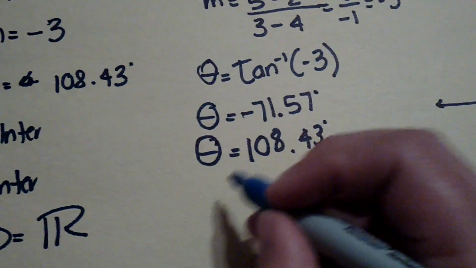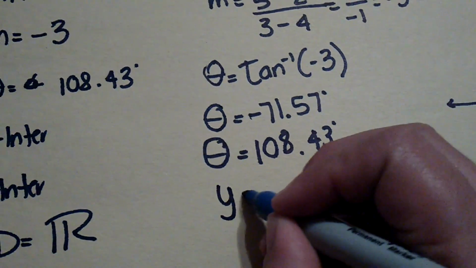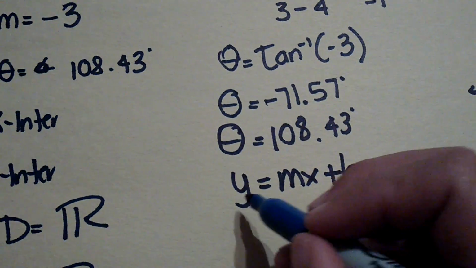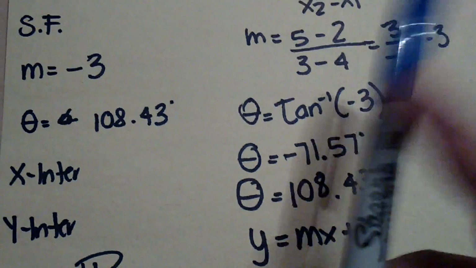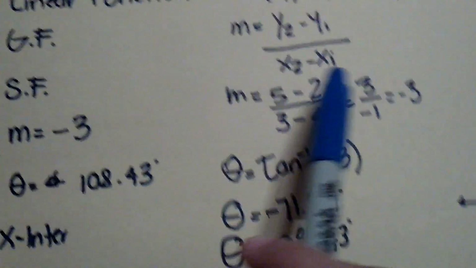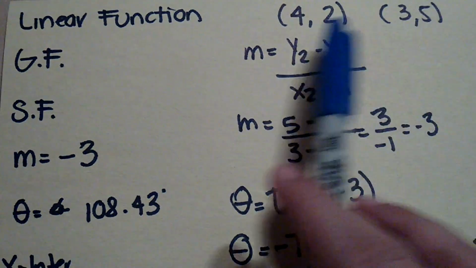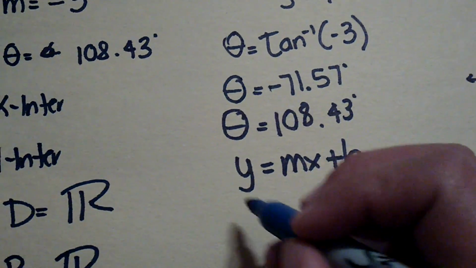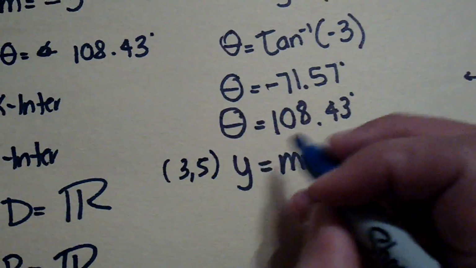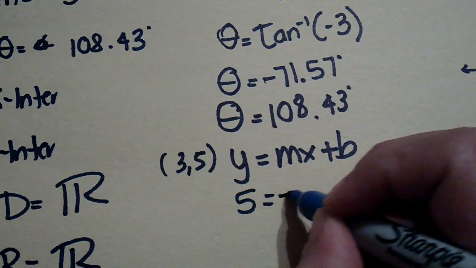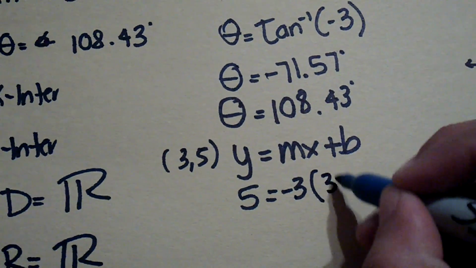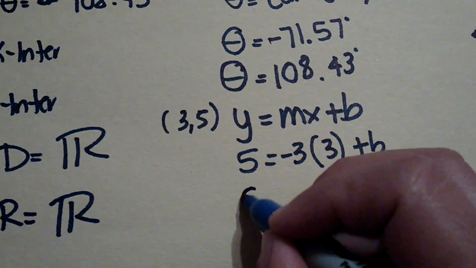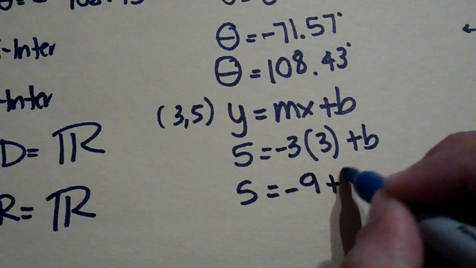What you need to remember after getting the slope is to substitute into your formula, y equals mx plus b. We have y, we have m, and we have x. M equals minus 3, we found it. And x and y are going to be one of these 2 points. You can work with 4, 2 or 3, 5. So I'm going to choose 3, 5. So my y is 5, my m is minus 3, and my x is 3, plus b, this is the one that I want to find. Then it is 5 equals minus 9 plus b.